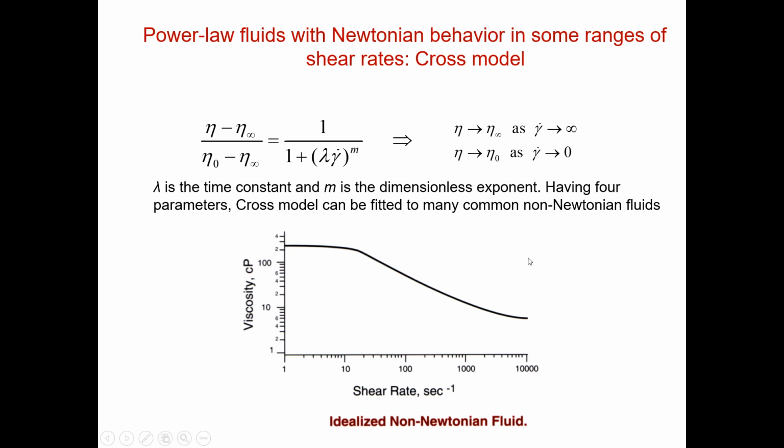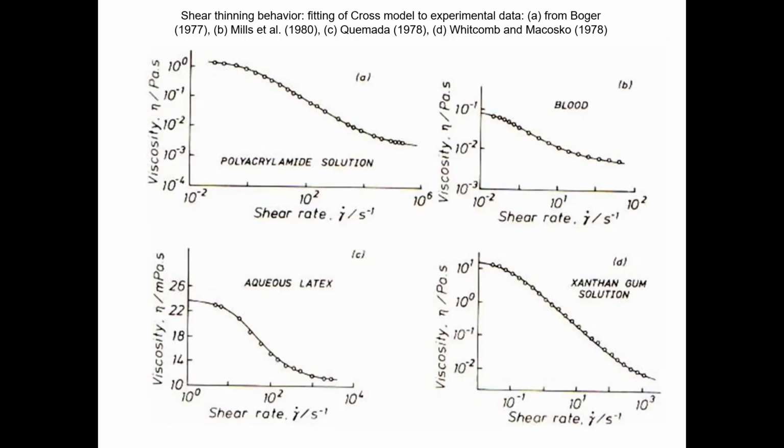But that depends on the application. So we have different models that fit different applications. And this one fits rather well over a range. So this is a different fitting, the Cross model, to our experimental data. This is a solution of polyacrylamide, blood, xanthan gum, latex. Now I'm telling you that all of these fluids, like blood or xanthan gum, is typically used in EOR applications as a common polymer.